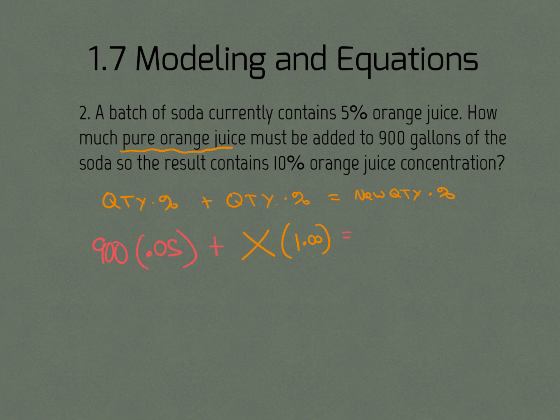Equals my new quantity. Well, how much is my new quantity? It's the old quantity plus what I added, 900 plus x. And what percent do I want? I want it to be 10%, right? So original, new, result. Now I just solve this. Do some math. Let's see what happens. Pause it, solve it, see if we match up.